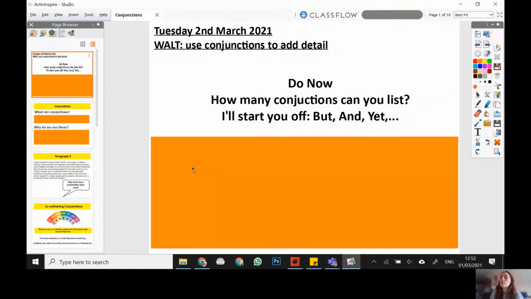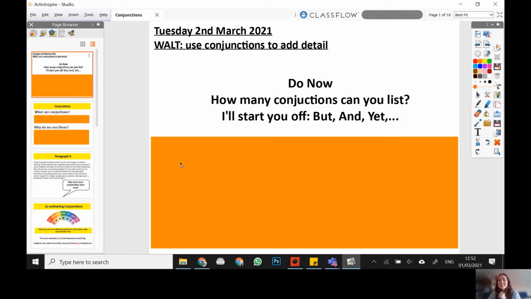So I'm going to start by sharing my screen, and our warm-up activity this morning is: how many conjunctions can you list? So for example, I'm going to start you off. You could use but, and, yet. How many conjunctions can you come up with? You can do this on a scrap piece of paper, a whiteboard, or in your book if you'd like, but pause the video, take as long as you need. How many can you come up with? Once you've done that, come back and press play.